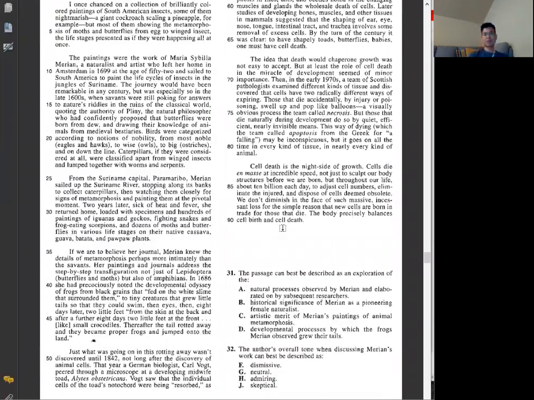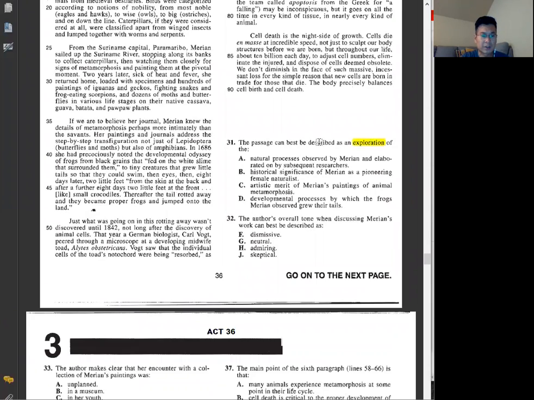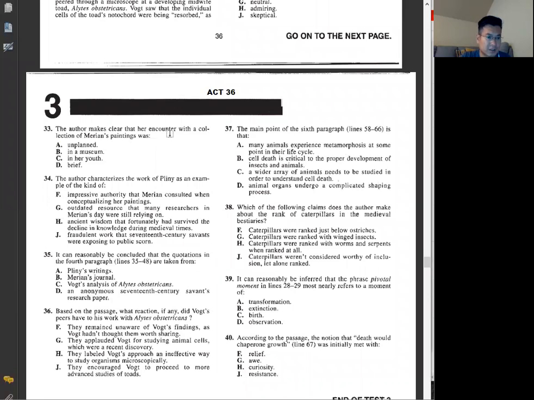Same thing, natural science is a logical passage. So you have to read, you have to pay attention to the first part of the paragraph so you can better understand the main idea of what's going on. So 31, it says, described as exploration of, so the main idea of this one. And 32, the author's overall tone. Tone of voice, you can think of it as what type of essay is this, okay? And then 33, the author makes her encounter with a collection of Marian's paintings, you need to pay attention to. 34, the work of this Pliny, an example of kind of, and then can reasonably conclude that the quotation in the fourth paragraph.